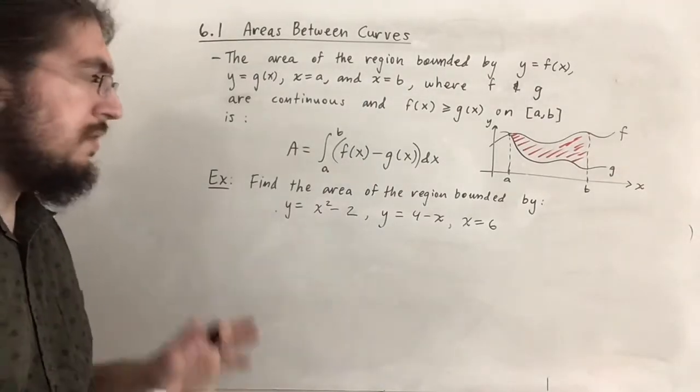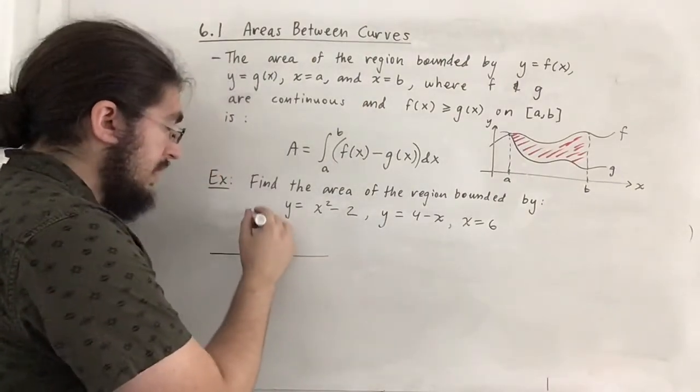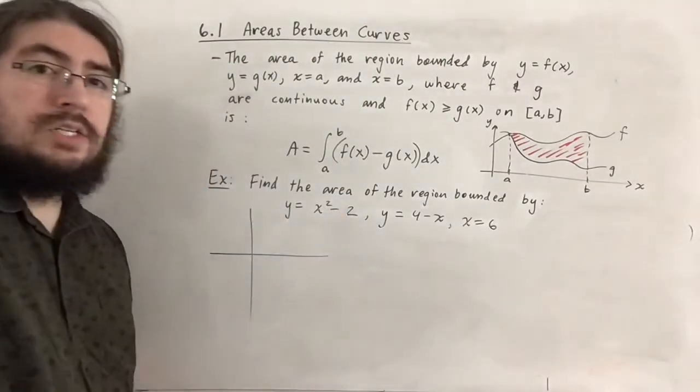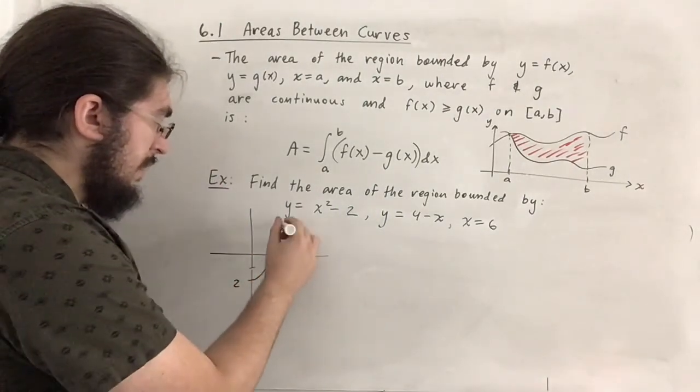So instead, let me do this. I'm going to actually graph these things. At least I'm going to try my best to graph them. Now, x squared minus 2 is a parabola shifted down 2 units. Something like this.